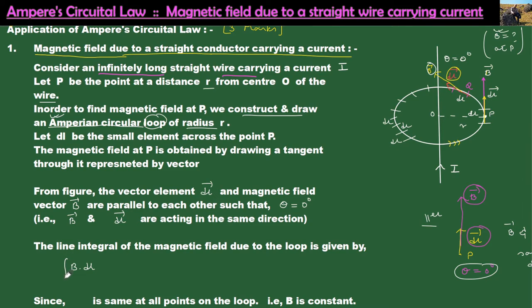But if you take into account all the other elements of that circular loop, we have to take the line integral. That line integral will help us to find the magnetic field. So the line integral at this particular point will be, since it is a dot product, B bar and dl bar. This comes from the dot product of two vectors.